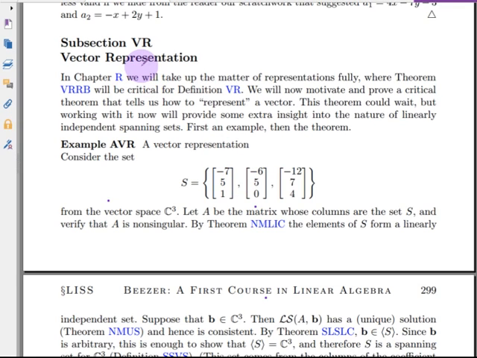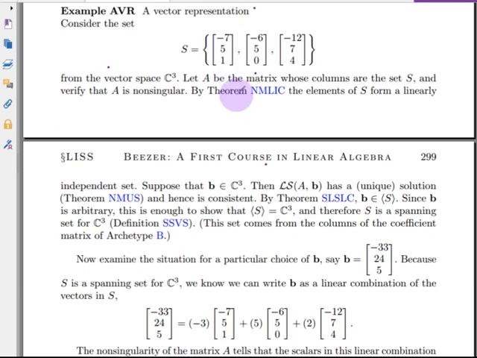Okay, so we've talked about spanning sets, and we know that if we have a spanning set, we can express a vector as a linear combination of the vectors in the spanning set. And it turns out that this spanning set gives us a nice way of representing vectors. So we'll see how that works out. All right, let's look at an example first. Let's consider this spanning set.